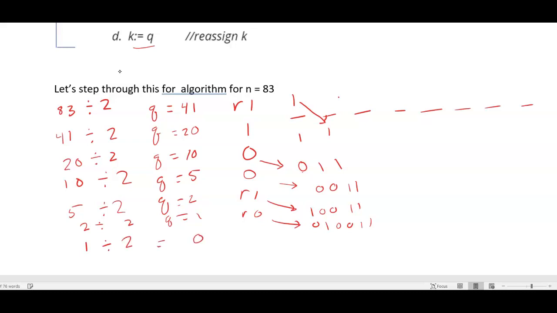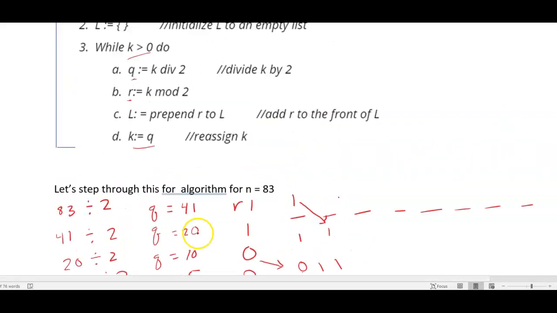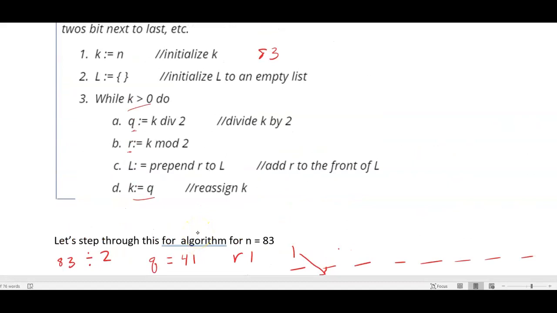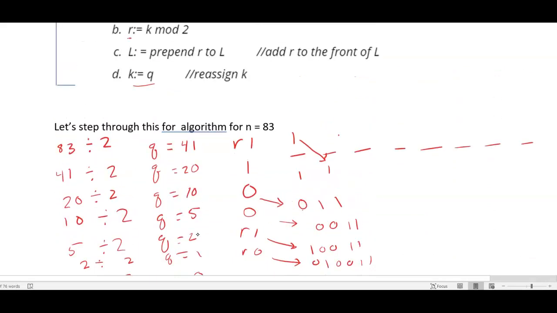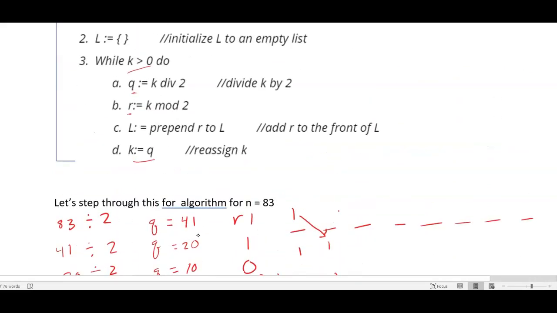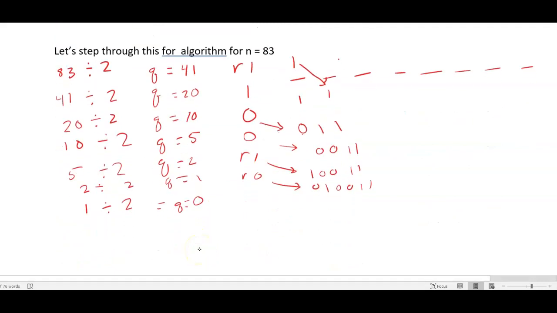I get a 0. So now my Q is not greater than 0 here. Note, when we go back to the code, notice it was not greater than or equal to 0. It was while K is greater than 0. So when I reassign in this last step, when I make K equal to 0, that's going to tell my loop to stop. So no sets of 2 can come out of 1, and I get a remainder of 1. That 1 again goes in the front. So I have 1, 0, 1, 0, 0, 1, 1. That is my base 2 equivalent for 83.